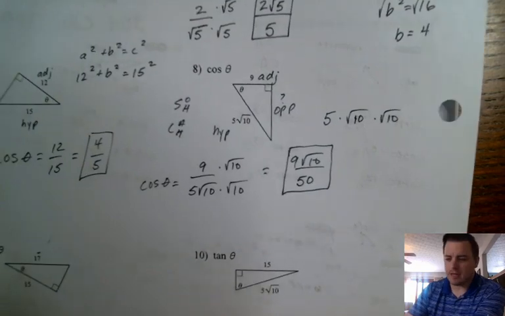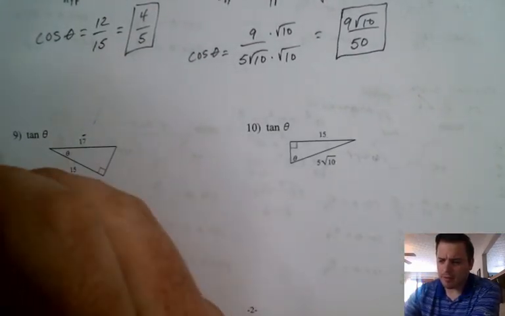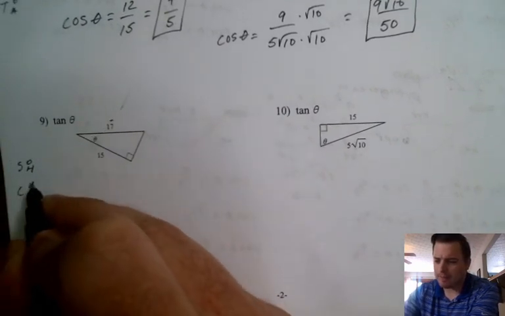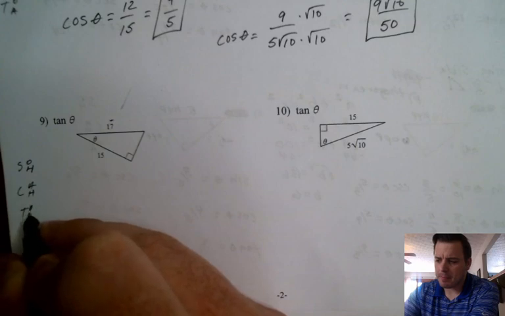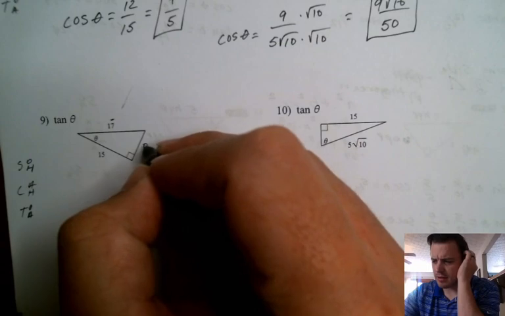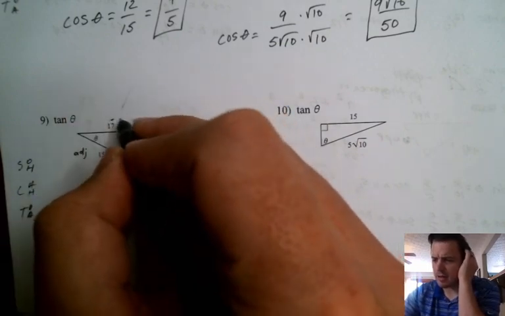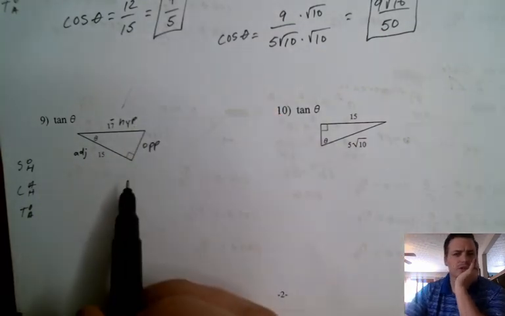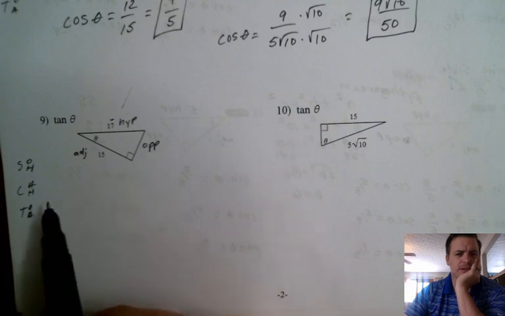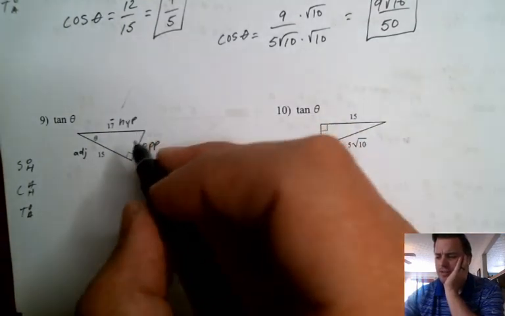All right, skip it down here to number 9. Tangent. So keep in mind, SOHCAHTOA. TOA is opposite over adjacent. So here we have opposite, here we have adjacent, and here we have hypotenuse. Unfortunately, we're going to have to find the opposite side in order to get this. In order for us to find tangent theta, we're going to have to find that other side.